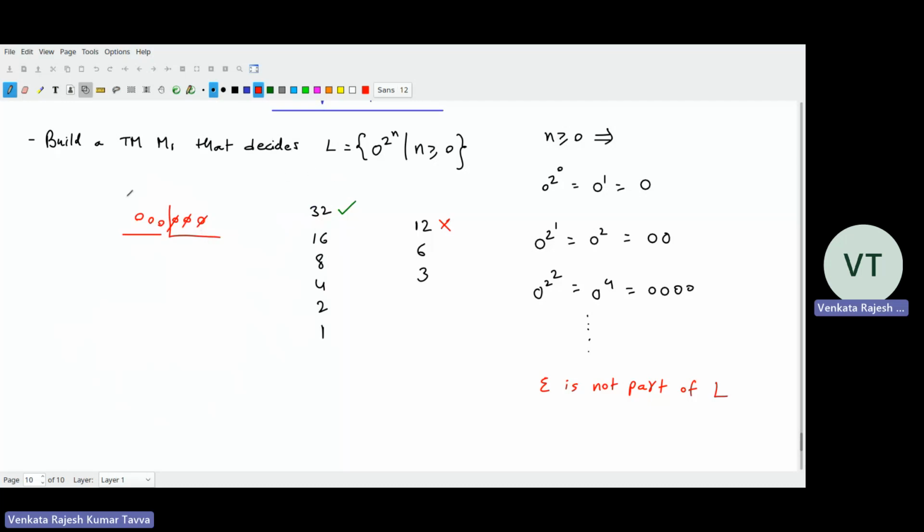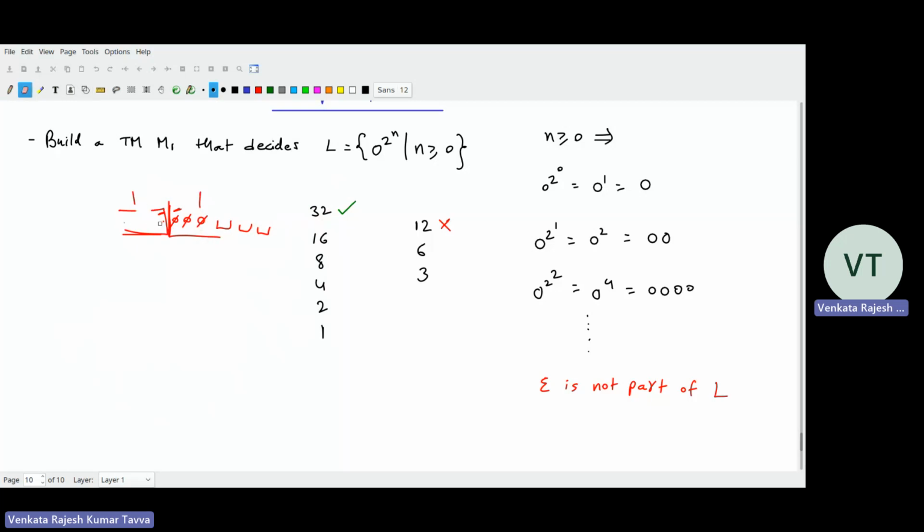Okay, how do I know this is the first symbol, this is the last symbol? Because I'll have blanks here. Okay, and how do you know this is the half? Because I already crossed this, so I know this is my half. This is the half part. Okay, but I would have crossed these also.